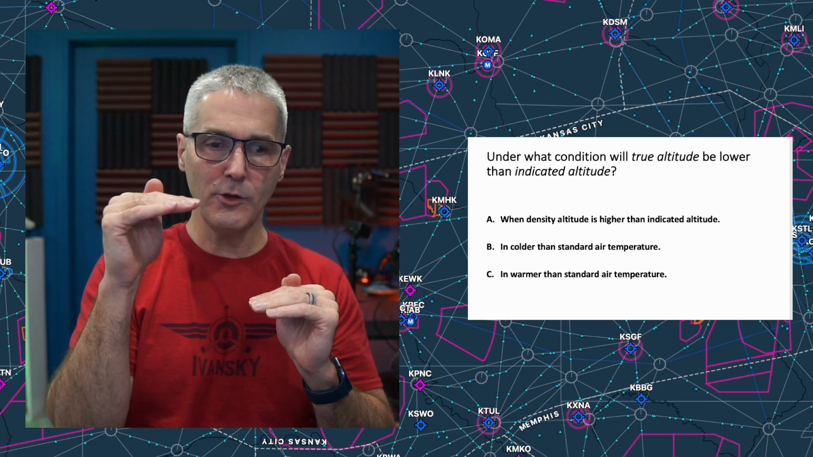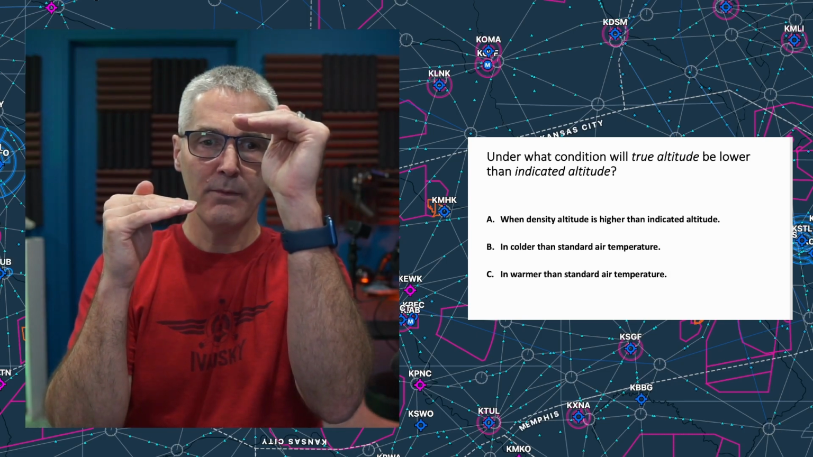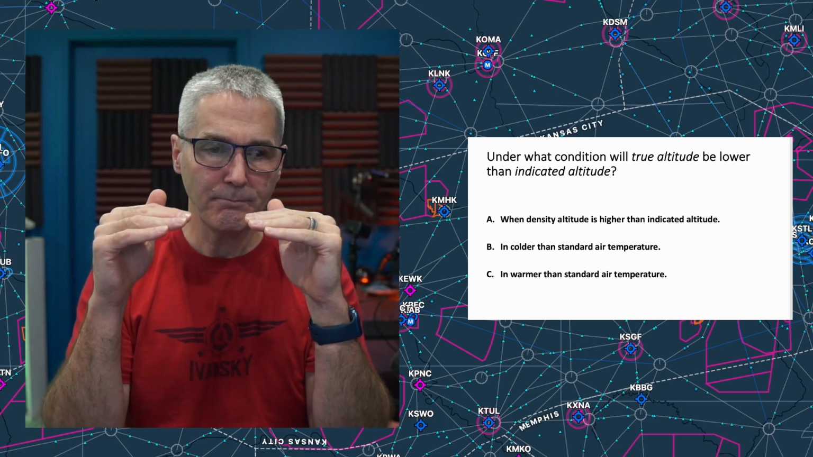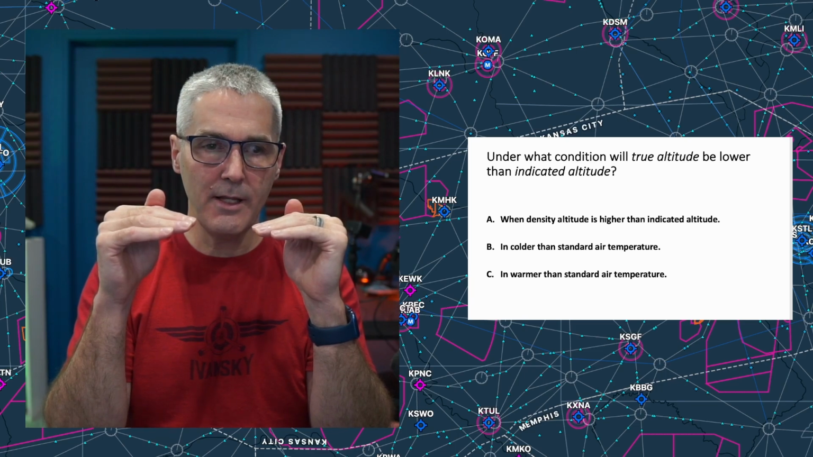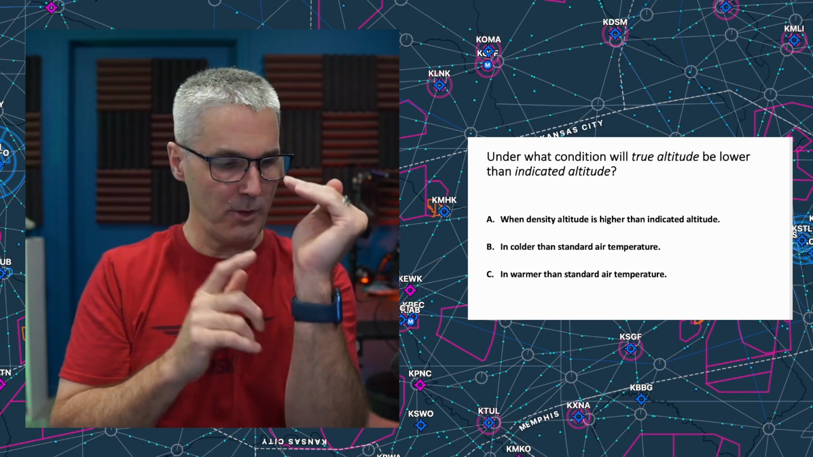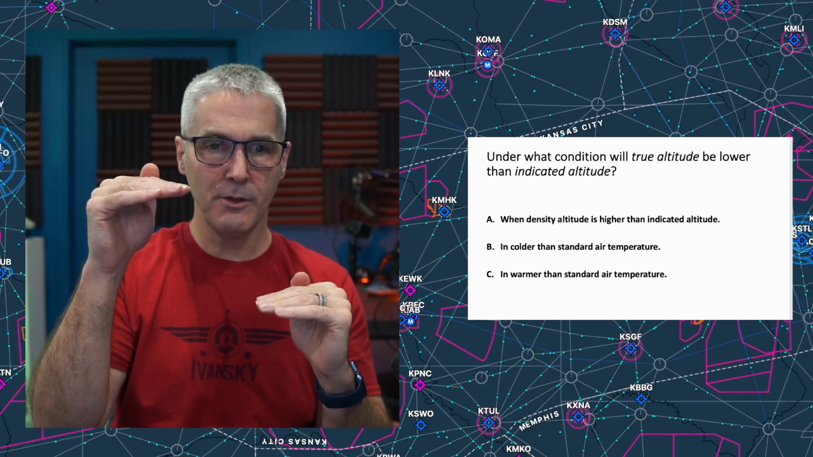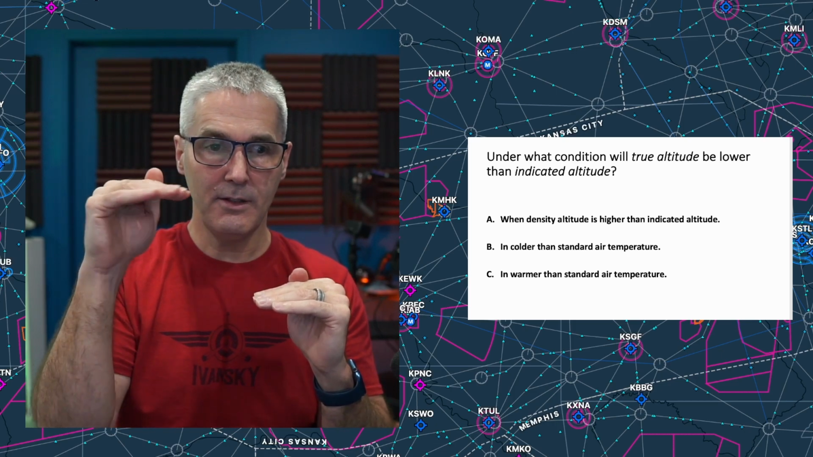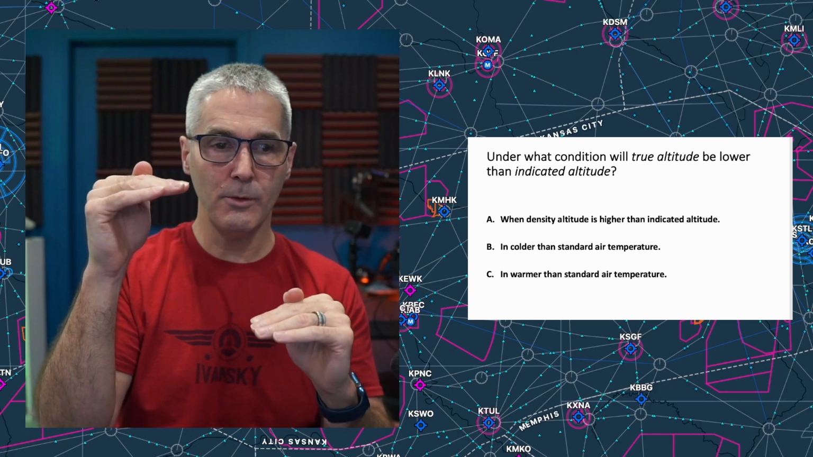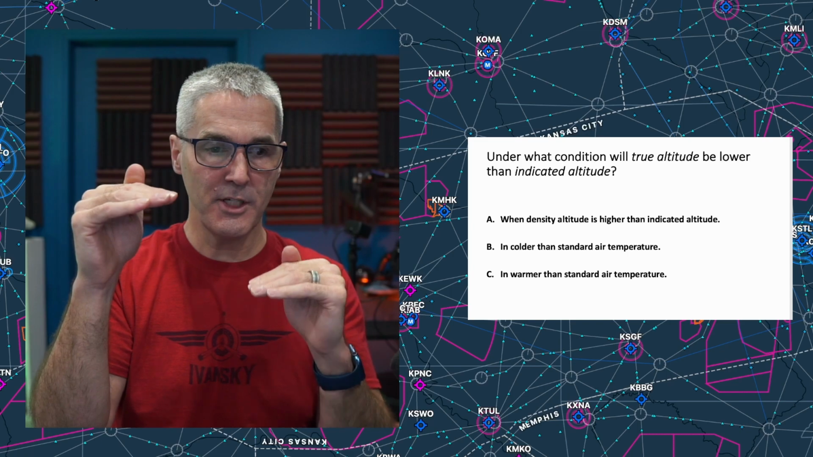When density altitude is higher, so here this hand would move up, and now indicated is lower than true. So A is not correct. B, in colder than standard air temperature. Let's look at that. We said cold brings down the true altitude hand, the one with the watch. So in colder than standard air temperature, and yes, true is lower than indicated.